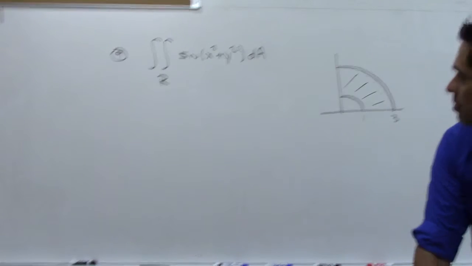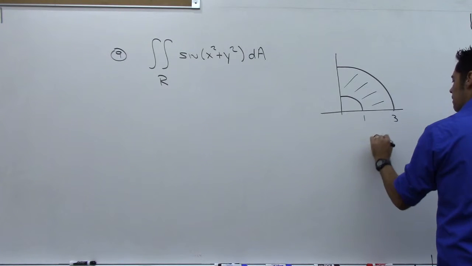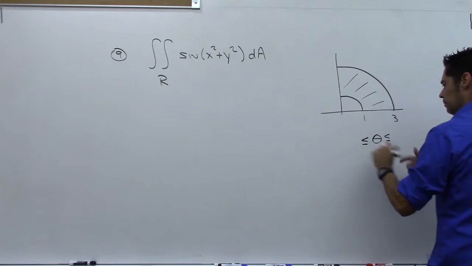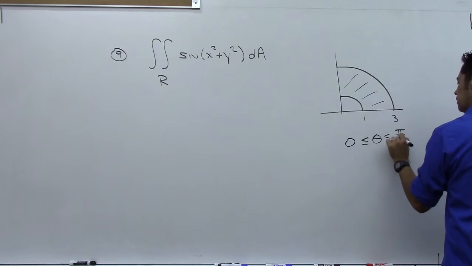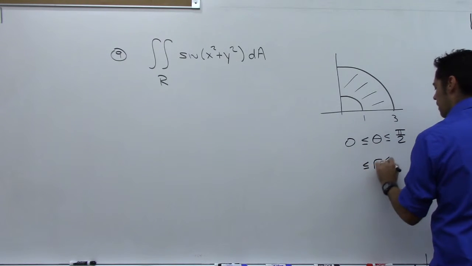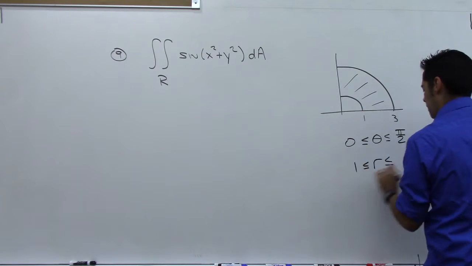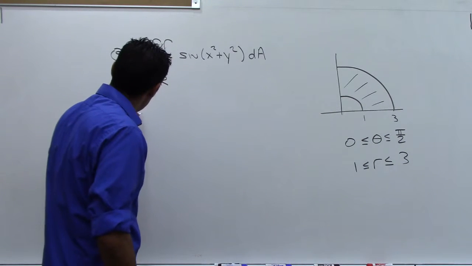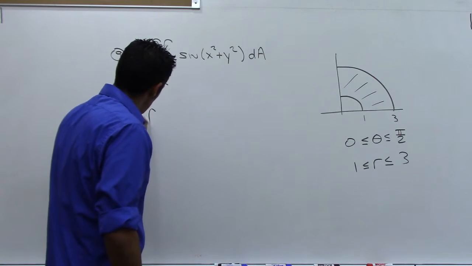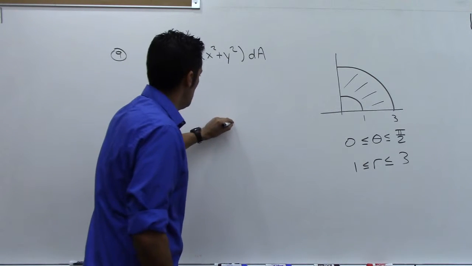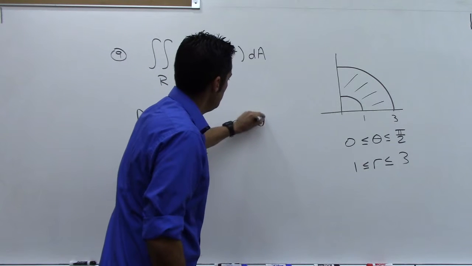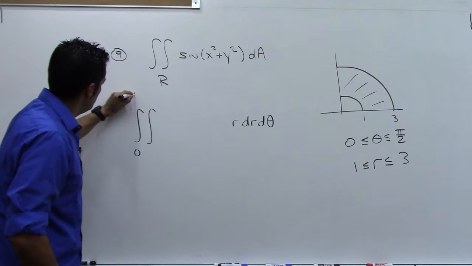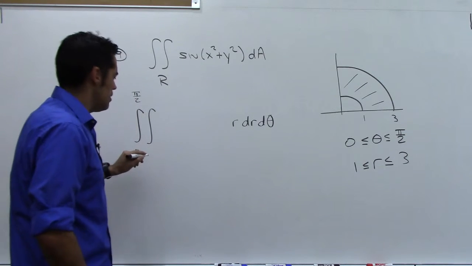So let's talk about our restrictions here. Theta has to be between 0 and pi over 2, and my radius has to be between 1 and 3. So I'm going to convert this to a double integral now. This is going to be a polar integral. Double integral, I know I'm going to be using r dr d theta. And then theta is my outer, so 0 to pi over 2. The inner is 1 to 3.